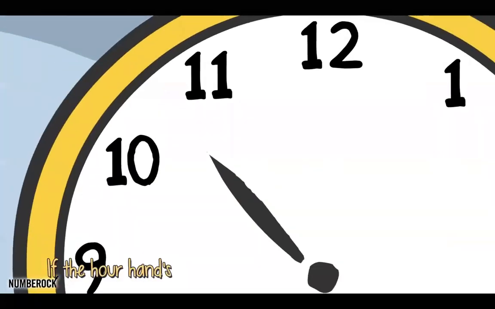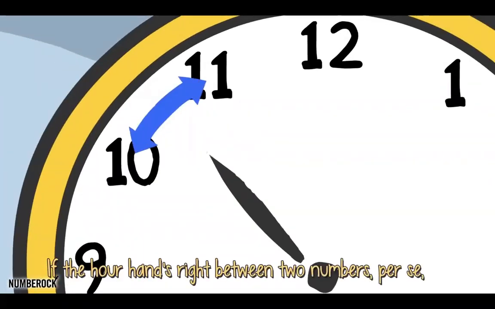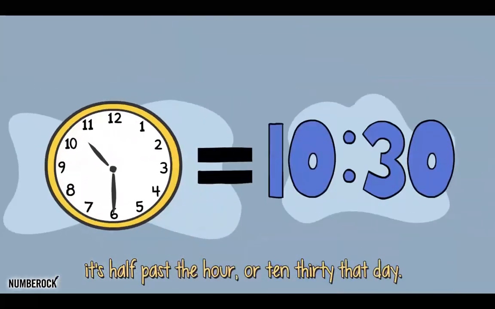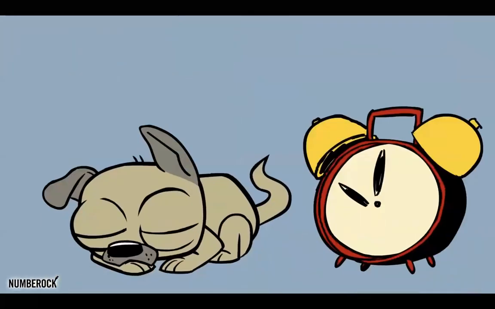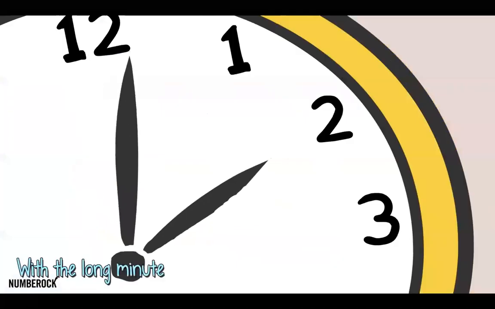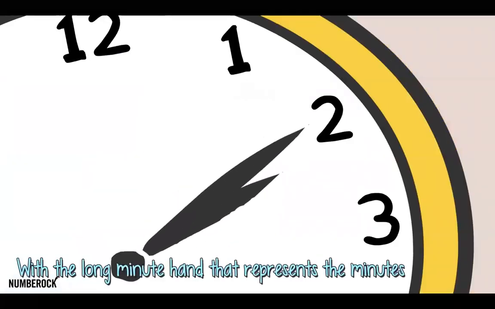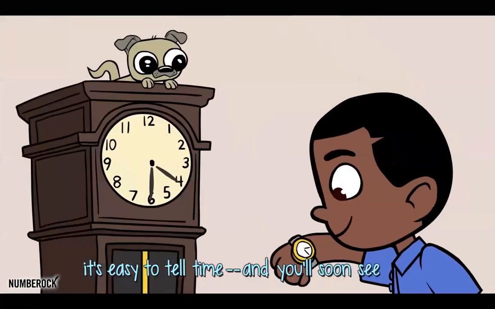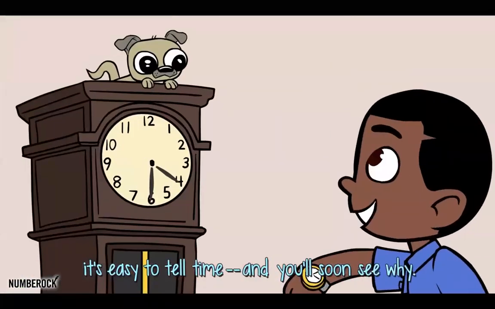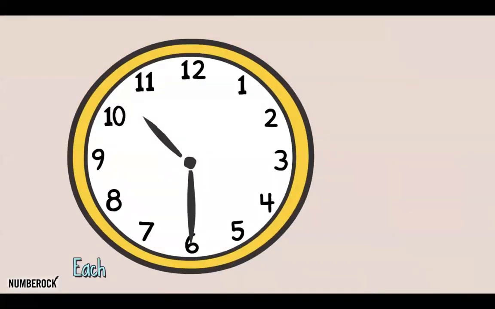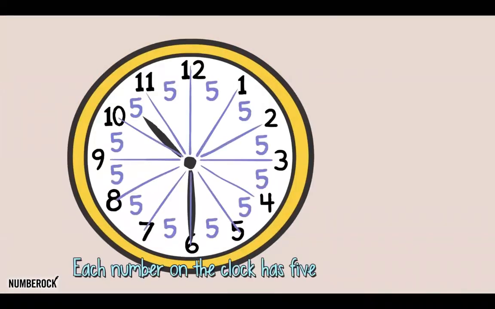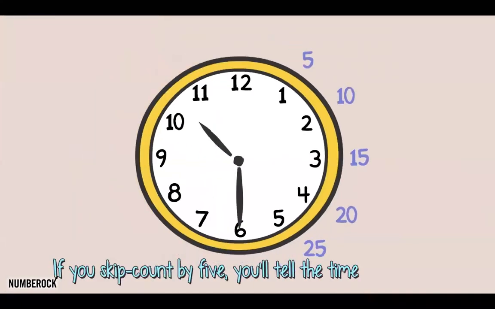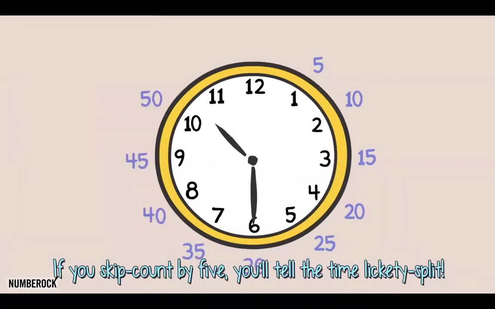If the hour hand is right between two numbers, per se, it's half the hour, or 10:30 that day. With the long minute hand that represents the minutes going by, it's easy to tell time, and you soon see why. Each number on the clock is 5 minutes. If you skip count by 5 and tell the time, make it a split.